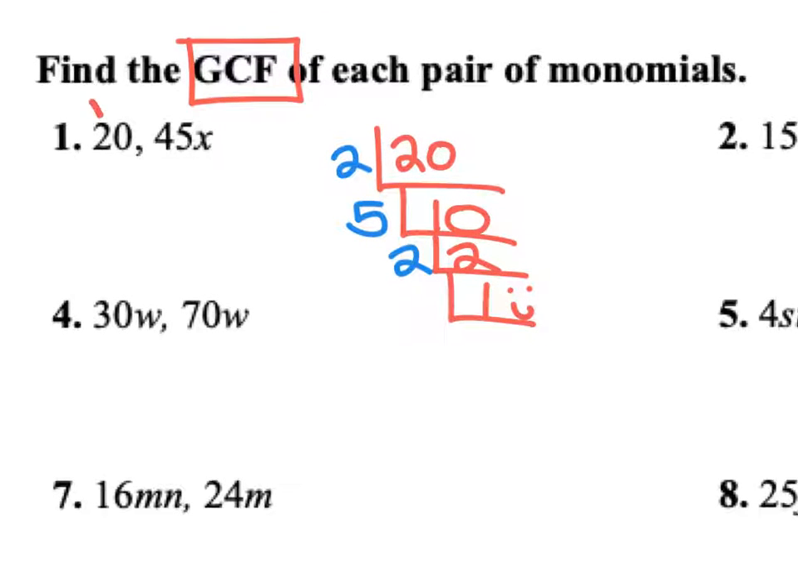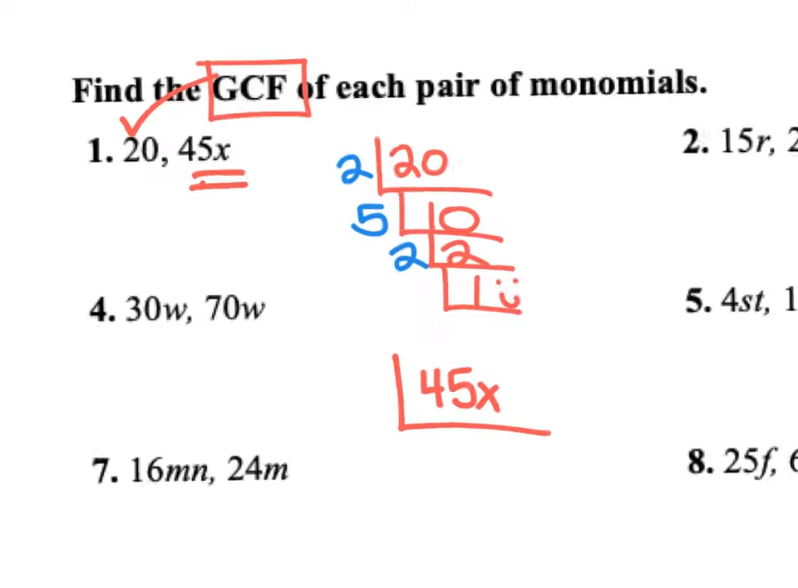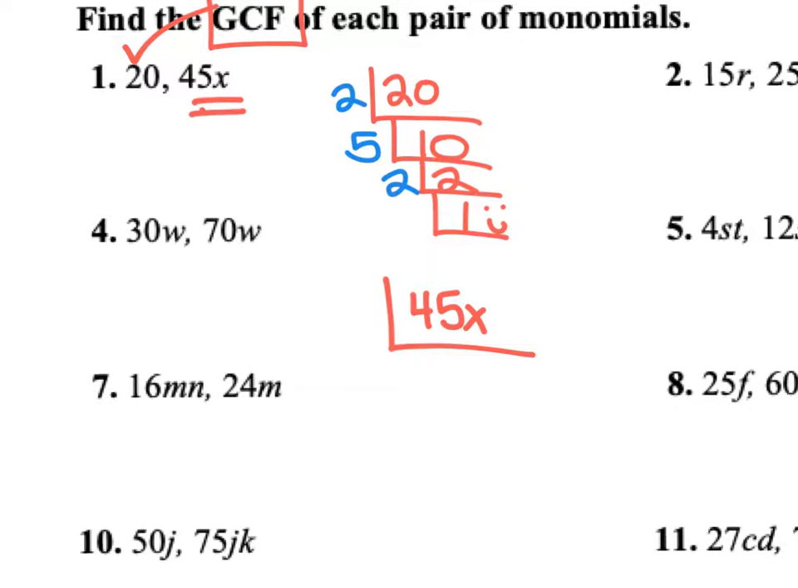Now I'm going to find my factors of 45x. So 45 times x. I'm going to put 45x inside of my house, and if a number ends in 0 or 5, I can divide that number by 5. So 45 divided by 5 is 9, and I still have that x. Now when it comes to 9 times x, I can take out a 3 because 9 divided by 3 gives me 3. So when I divide 9x by 3, I'm left with 3x.